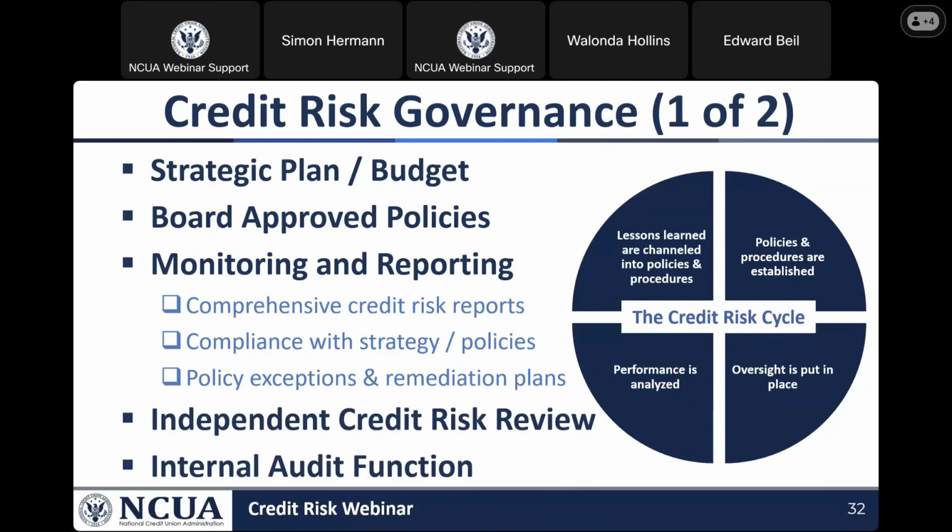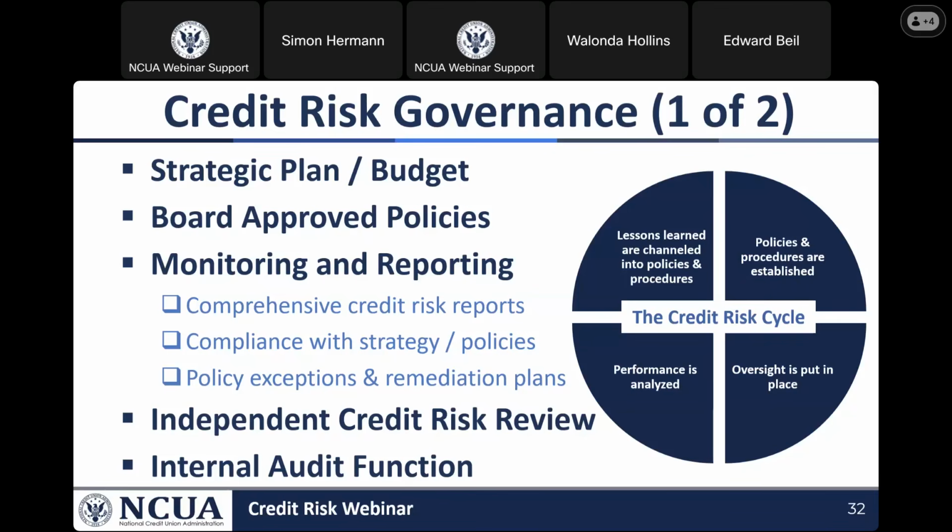When thinking about credit risk governance at a very high level, credit union boards of directors may consider the following questions. Does the strategic plan and budget address loan growth and related resources? Are board-approved policies up to date and reflective of current lending activities and any changes to the risk profile of the loan portfolio? Does loan portfolio monitoring and board reporting comprehensively address credit risk, compliance with strategy and policies, policy exceptions, and remediation plans if the credit union is operating outside of board policy requirements?